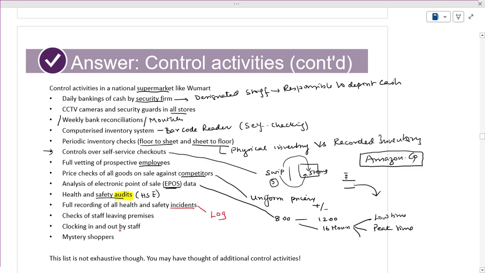A check of staff leaving the premises, and of when they are in and out, is very important. Clocking in and out by the staff. Checks of staff leaving the premises is different. Clocking in and out is when you are coming in and when you are going out.